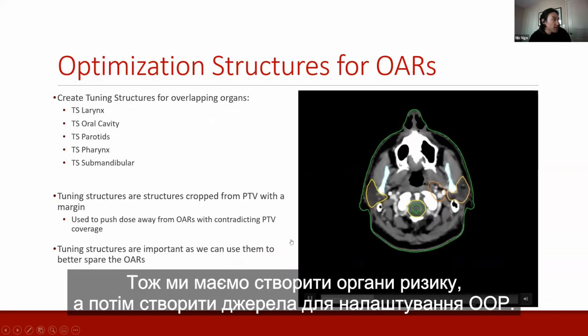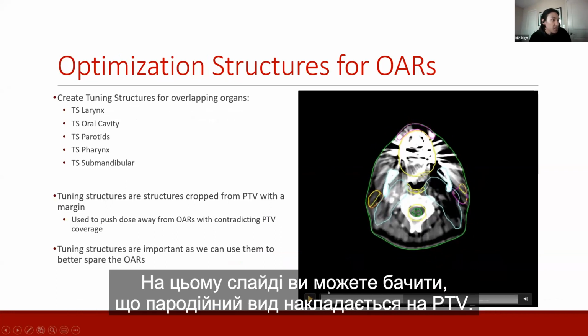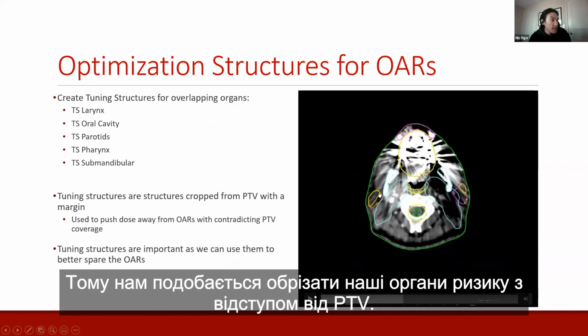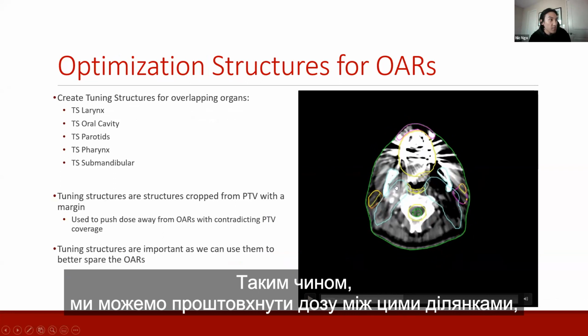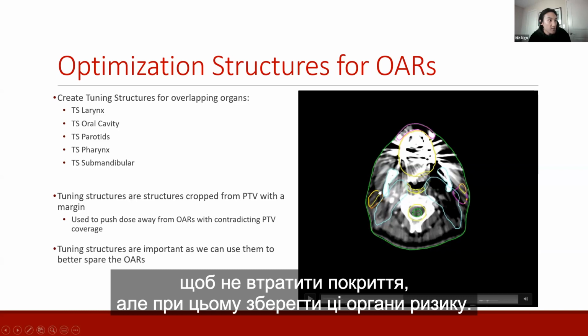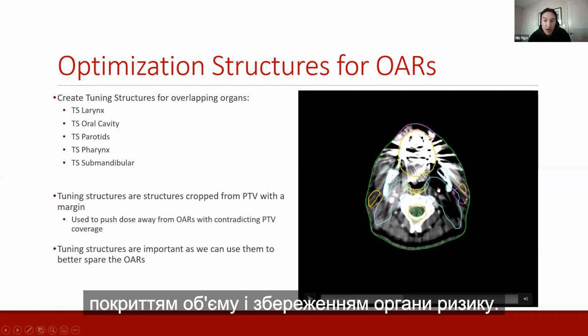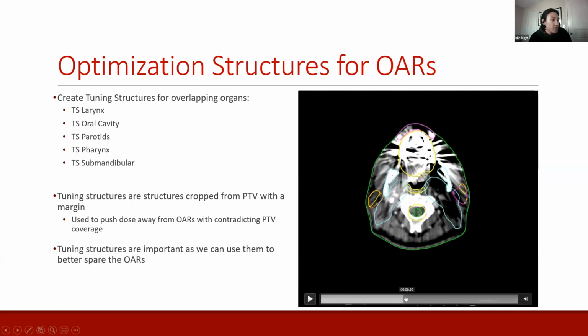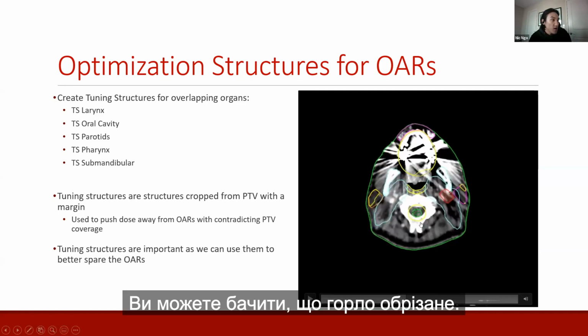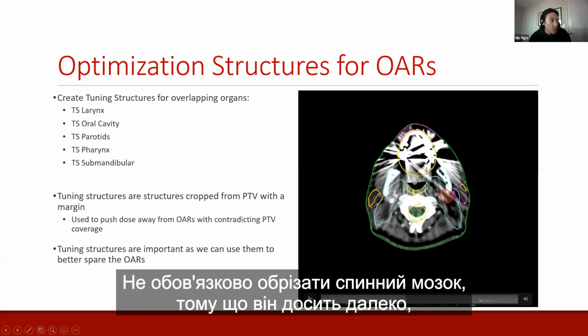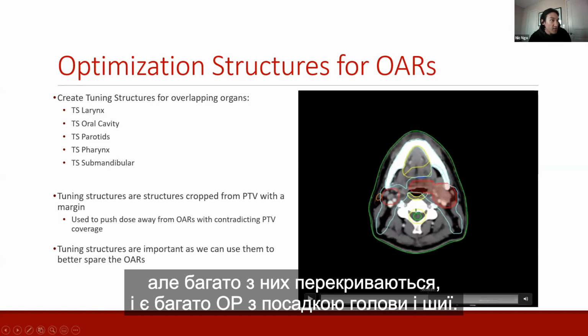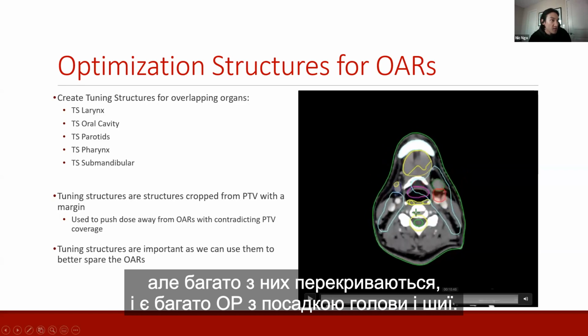So we have to create the OARs, and then we have to create tuning structures for the OARs as well. You can see on this slice right here that the parotid kind of overlaps with the PTV. So we like to crop our OARs with a margin from the PTV. This way we can push dose in between this area right here, so we don't lose coverage, but are still able to spare these OARs. It's a fine balancing act in the optimizer between covering the volume and sparing the OARs. And you can see through here that the pharynx is cropped. We don't necessarily need to crop the spinal cord because it's far enough, but there's a lot of overlap and there's a lot of OARs with head and neck planning.